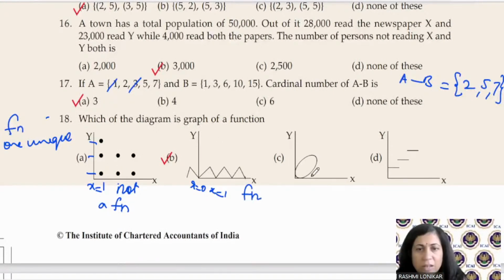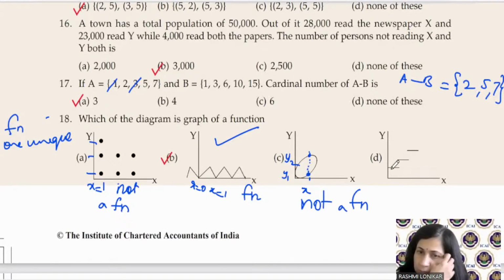This is correct. Now over here, let us consider this point. Suppose x here. If I draw a line, do I get a unique value? No, I get this as one answer and this as another answer. This is y1 and this will be y2. So this is not a function. Same thing over here. What happens? One value is this, one value is this. So this is not a function. Okay.